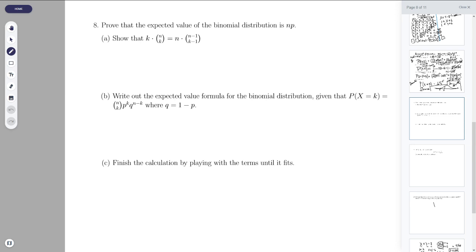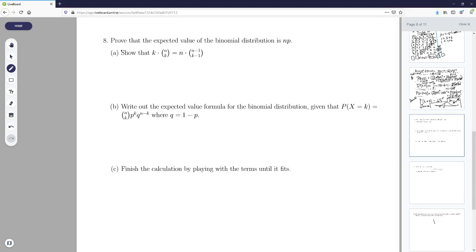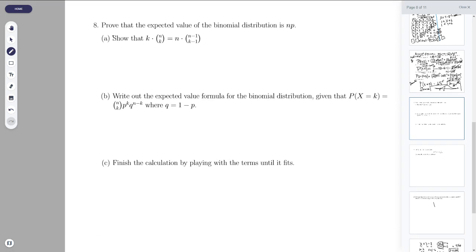So here's a good little practice problem. I never thought about it this way, but there's two ways to do this problem. So you want to show that k times n choose k is equal to n times n minus 1 choose k minus 1. So we can do that using the symbols. So n choose k is n factorial over k factorial times n minus k factorial. And so we're going to multiply k by it.